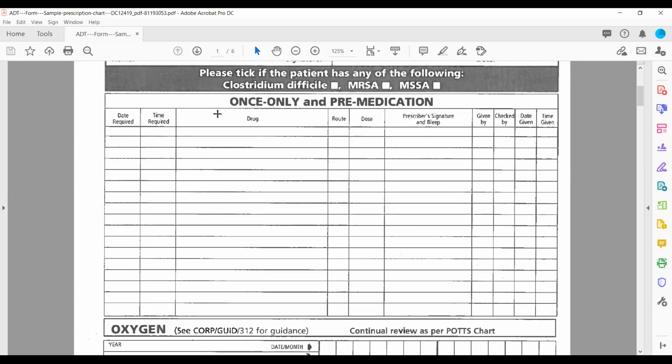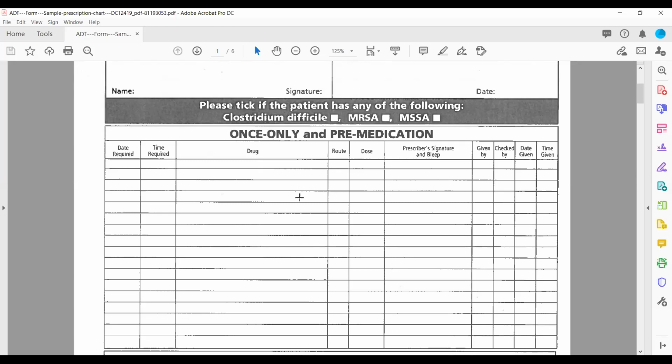Then after that, you will have the first part of the drug chart. It will be for the once only medication or pre-medications. To explain that more, sometimes you'll write a stat medication. You want the nurses to give the patient medicine immediately, and it will be only one dose, so you will write it in this part. And sometimes pre-medication, if the patient, for example, is going to have a colonoscopy or something like that, and he needs a bowel preparation, so you will prescribe in this part the pre-medication for this procedure.